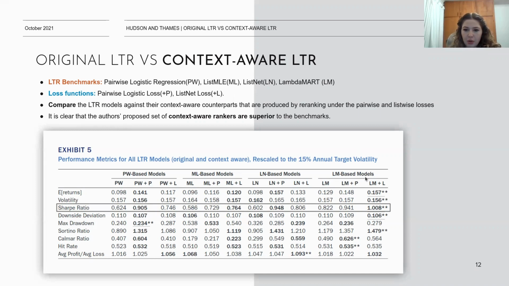For LambdaMART, the original model had a Sharpe ratio of 0.8, and then we jump to a Sharpe ratio that's greater than 1. This is also the best Sharpe ratio obtained. So again, LambdaMART outperforms, but this time not the original model but the context-aware model, more specifically plus L, which is the ListNet loss. That's quite interesting. Cool.